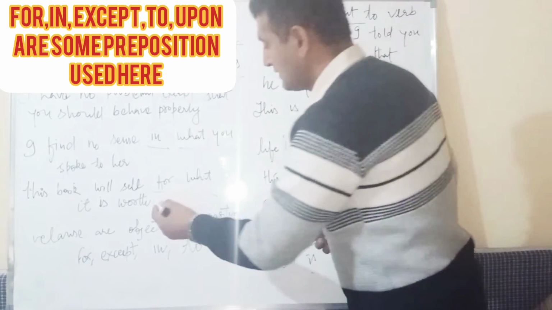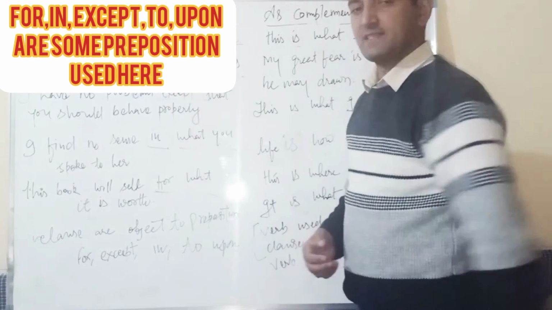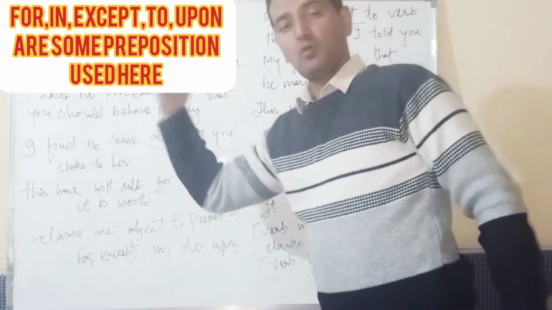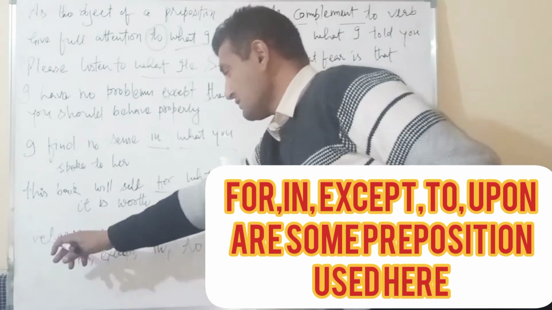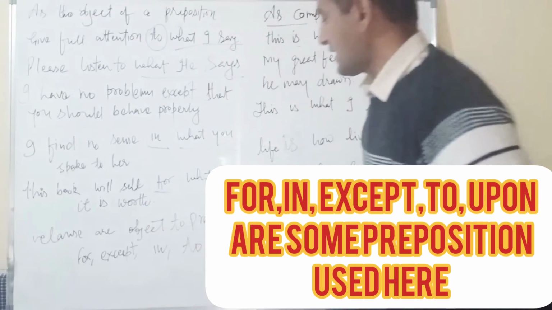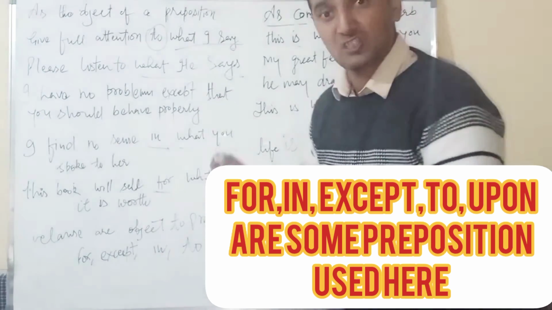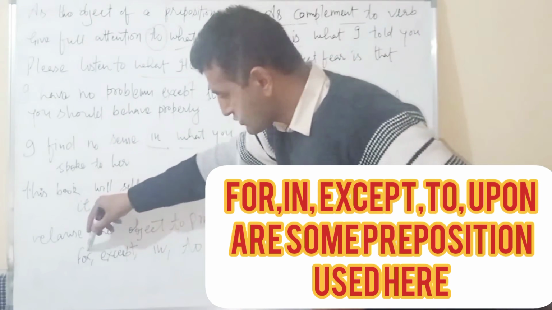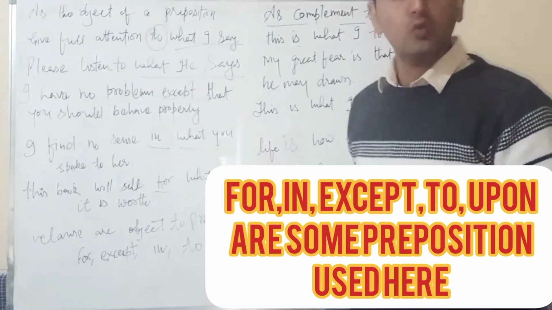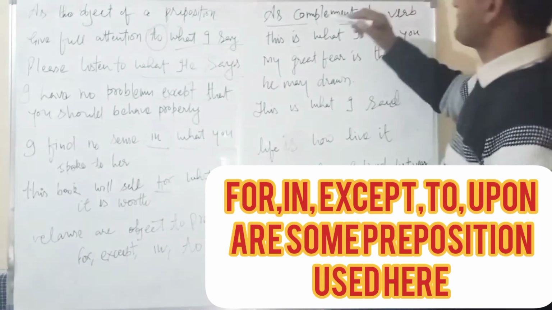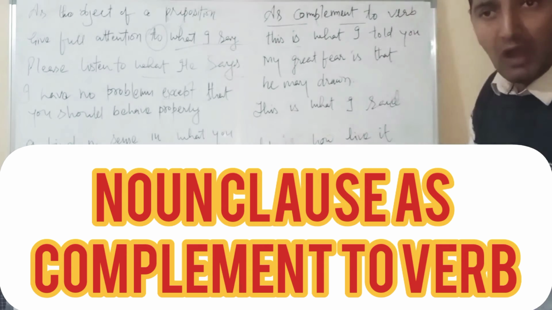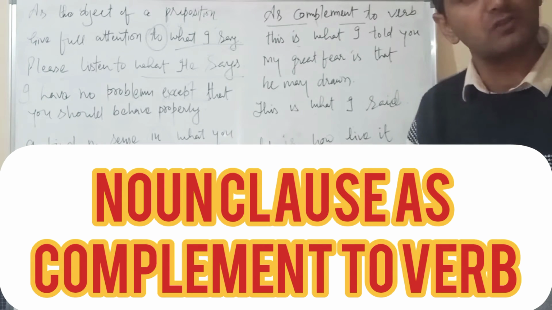Just after the preposition. And before this, what can you see? It is the main clause. Okay? Because these are clauses, and the clauses are objects to prepositions like of, except, for, in, to. Okay, and now you move here to the complement to a verb. How do we use a clause as a complement?